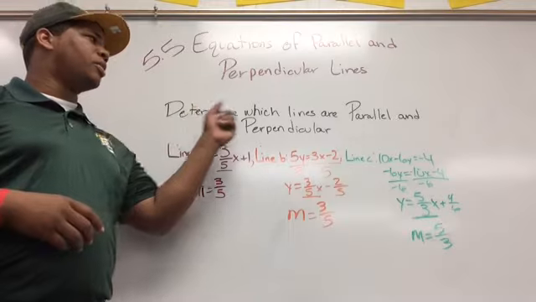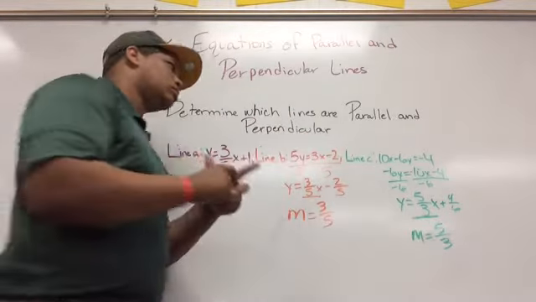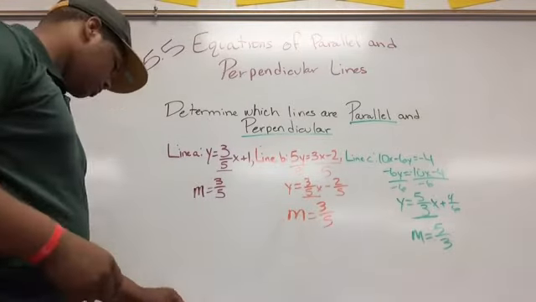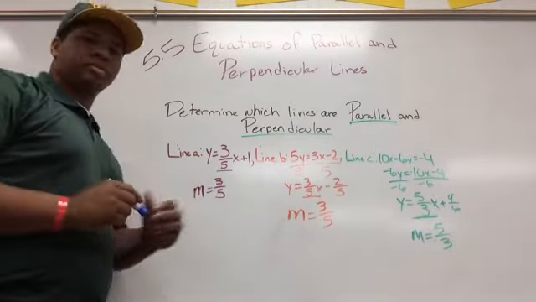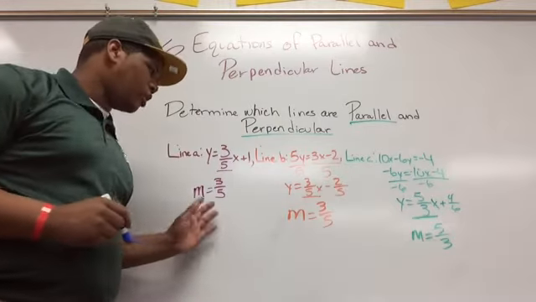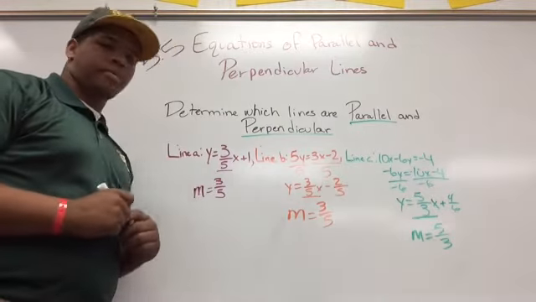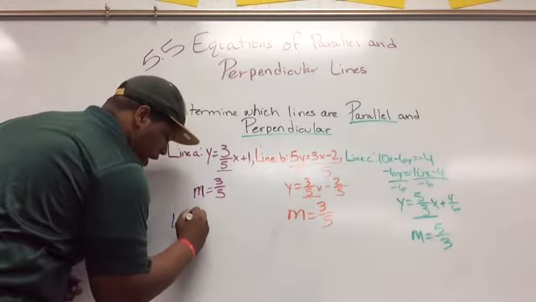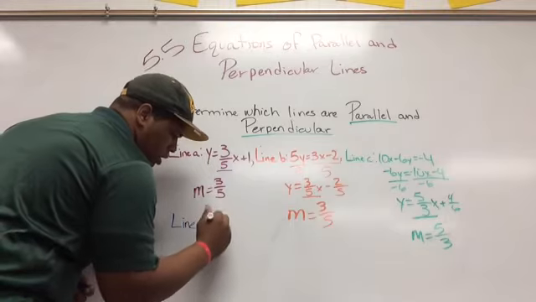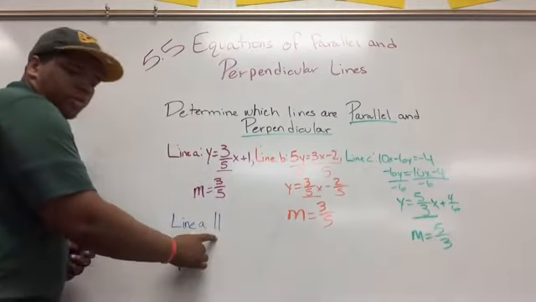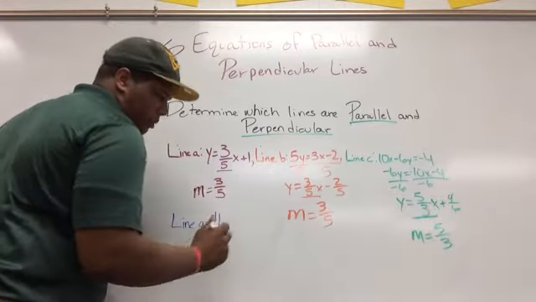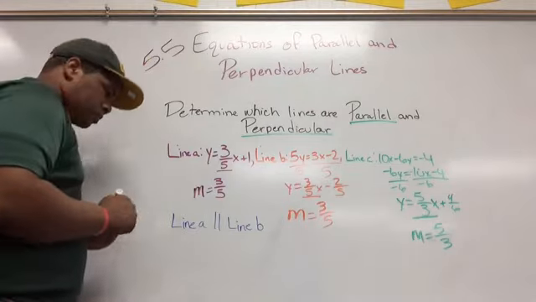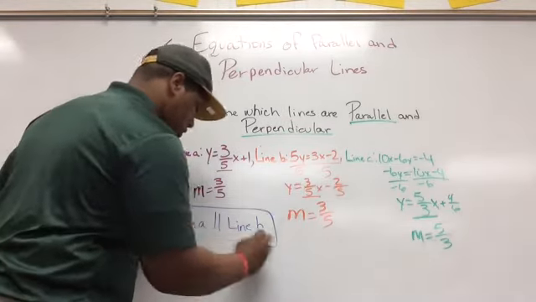Now, I have to determine whether any of the lines are parallel or perpendicular. So, first I'm going to look for parallel. And when I look for parallel, I'm going to look for, are any of my slopes the same? And I have 2 of them that are the same. So I know that line A is parallel, and this symbol means parallel, to line B. So here's one of my answers.